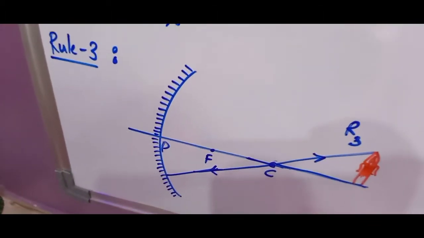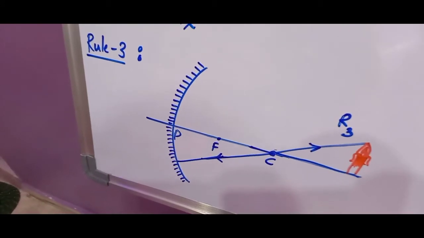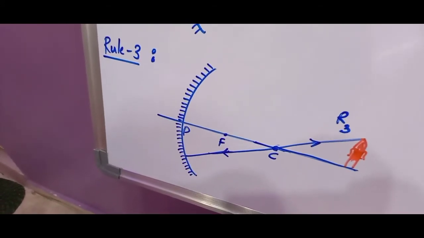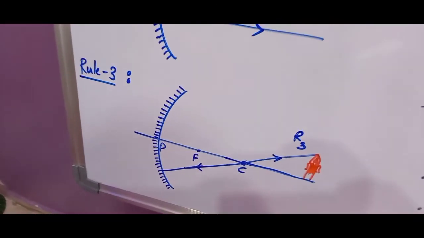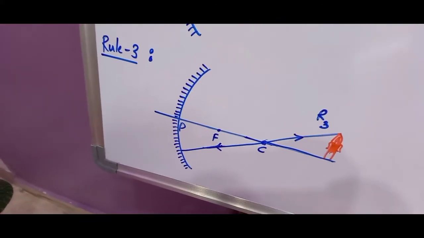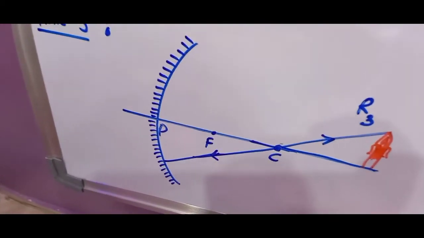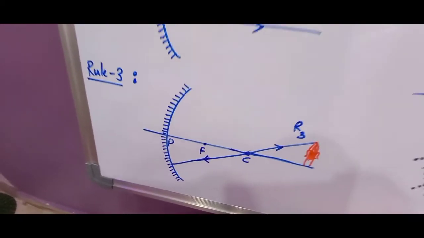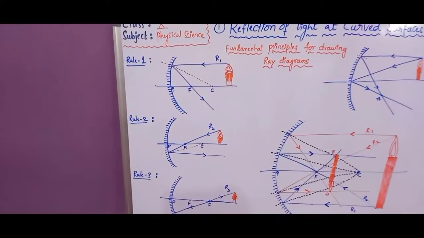We know that a line drawn from the center of the curvature to the mirror is always perpendicular to the tangent at the point where the line meets the curve. So if you draw a ray coming from the tip of the object going through the center of curvature to meet the mirror, it will get reflected along the same line. So we have to consider this as R3. Okay, R1, R2, R3 are easy and basic rules for drawing the images.